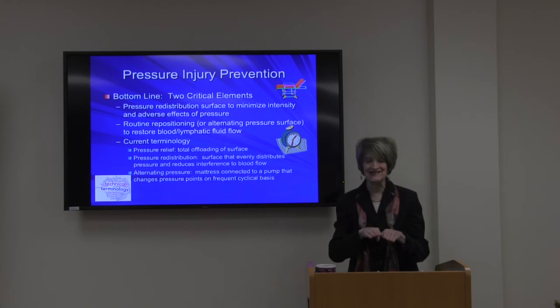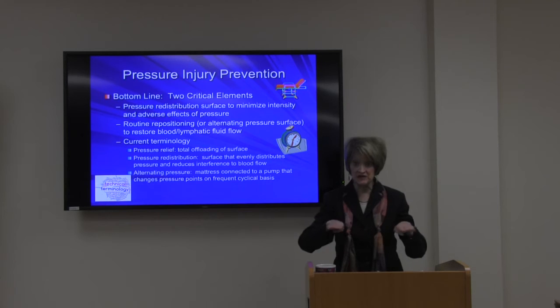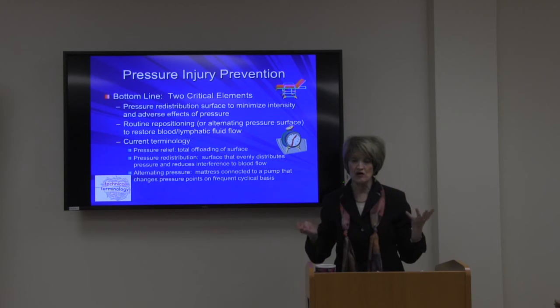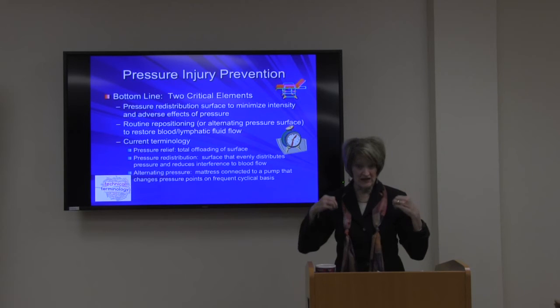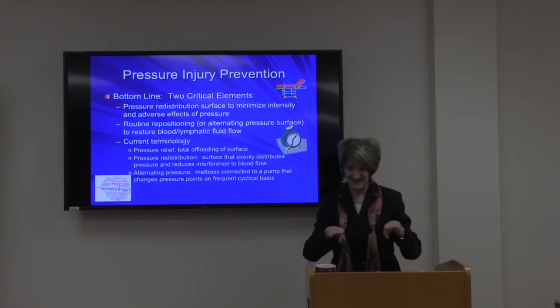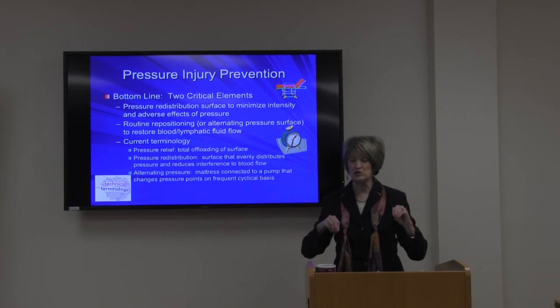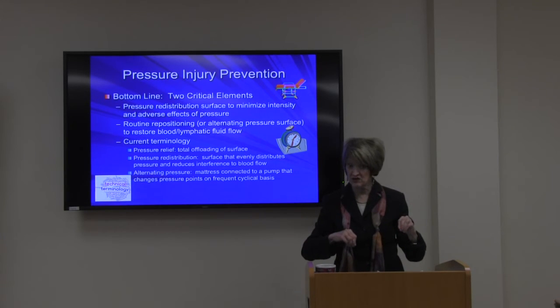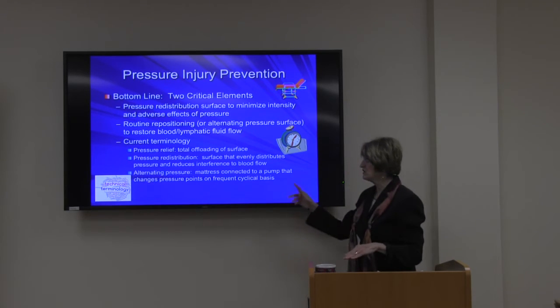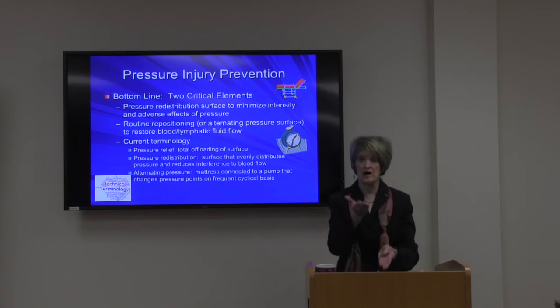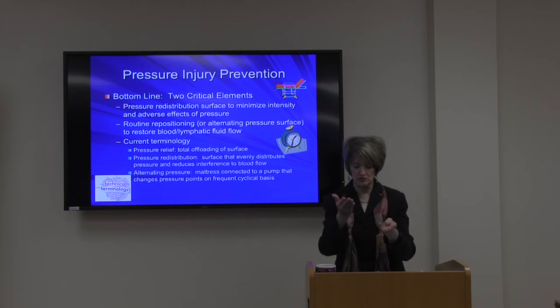Pressure redistribution means that I have evenly distributed the pressure along a larger surface. So if I have you on a pressure redistribution mattress, that is going to be a mattress that evenly conforms to your body so that your body weight is evenly distributed across the entire contact area. It's designed to minimize soft tissue deformation, minimize point pressure, maximize perfusion. And alternating pressure is a mattress that's connected to a pump that constantly changes the pressure points.